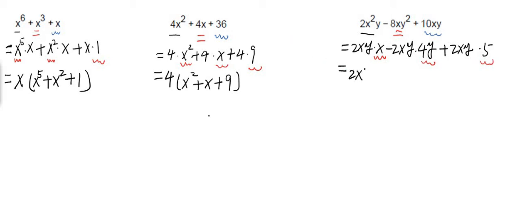So we can write down x minus 4y plus 5. That's it.